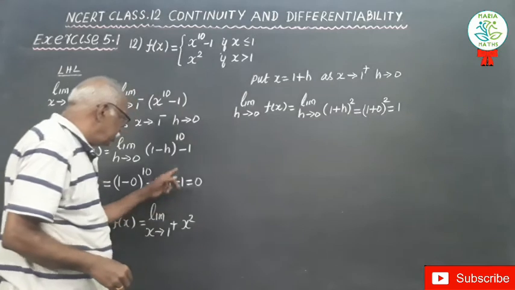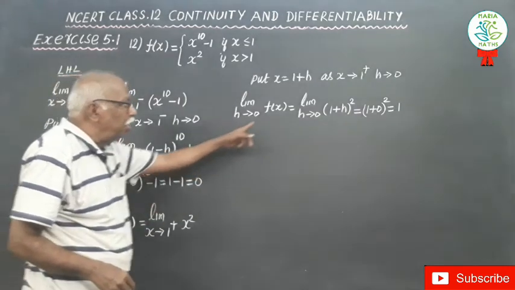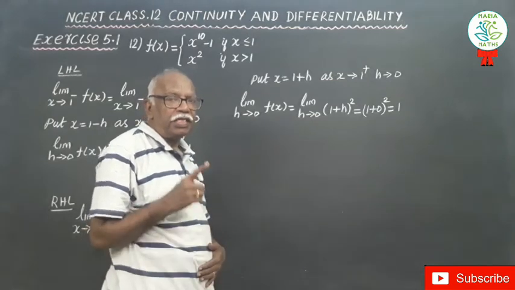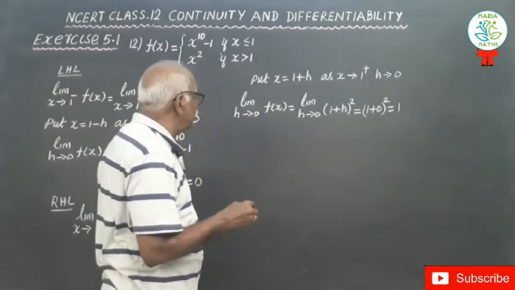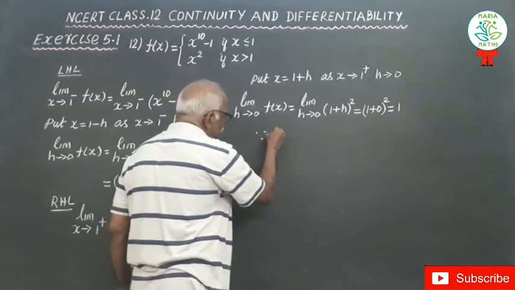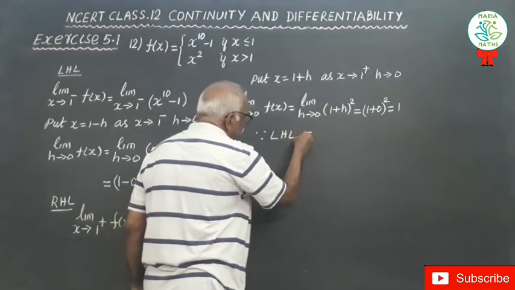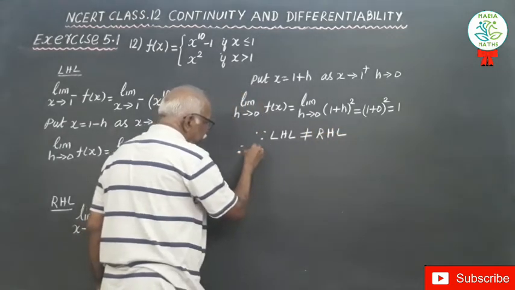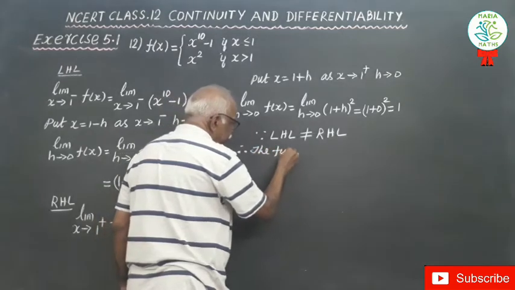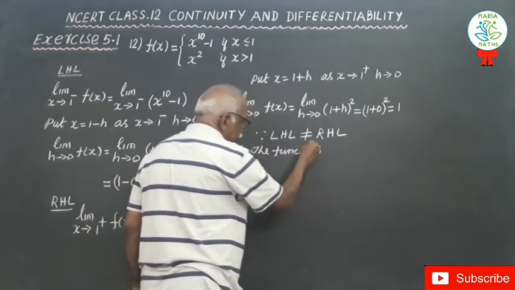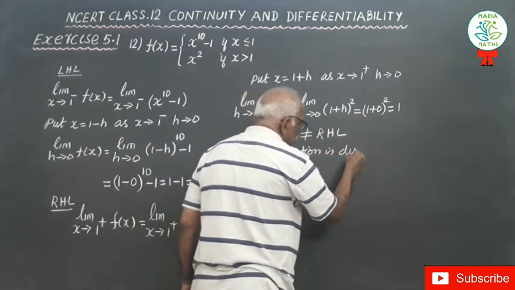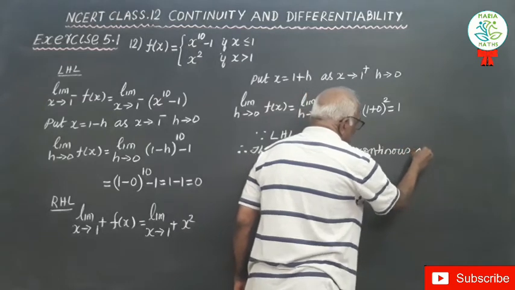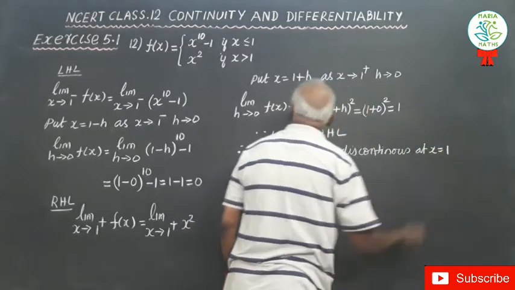See, LHL is 0 but RHL is 1. Since both are not equal, therefore the function is discontinuous at x is equal to 1. Since LHL is not equal to RHL, therefore the function is discontinuous at x is equal to 1.